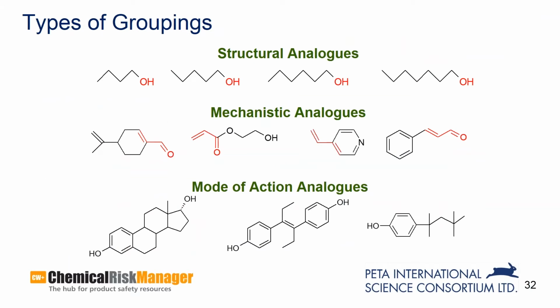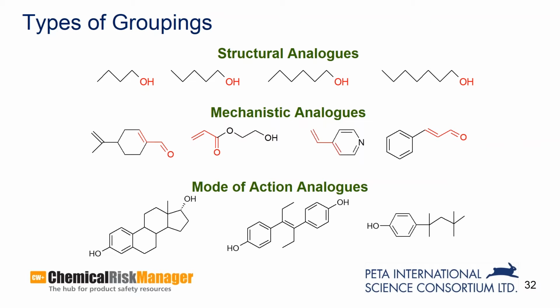I think naturally, anyone with any chemical background will think in terms of structural analogues as being the easiest way of creating a grouping. And here we just have some aliphatic alcohols, and they do form a valid group. But clearly what you would expect here is, whilst the toxicology may stay the same in terms of toxicodynamics, you will see big differences due to the change in chain length as a result of toxicokinetics.